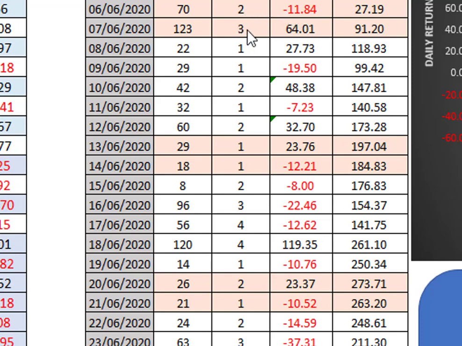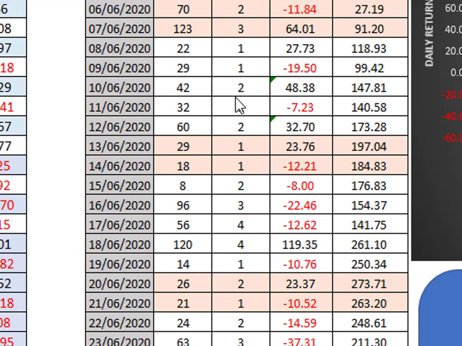So we increase our stake to 3. On the 7th of June we have our bets and we make £64. So it covers the loss there and the difference there. So what happens is we revert back to 1 again on the 8th, and so 1, it's a winning day, so the next day on the 9th is 1 again, and that's how it works.